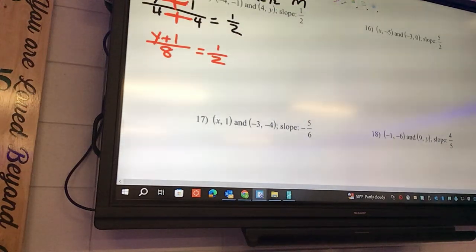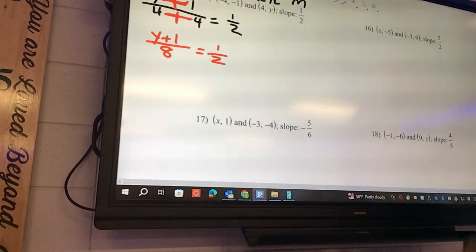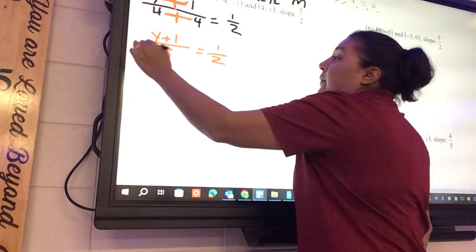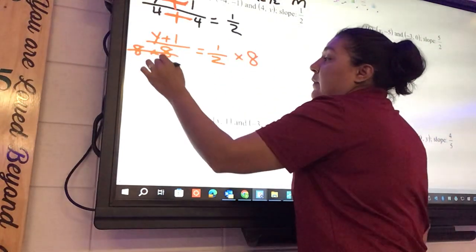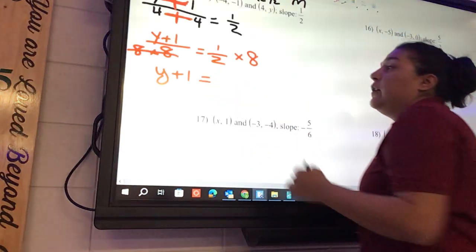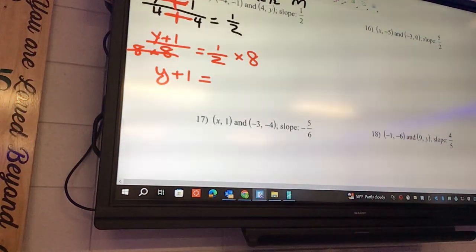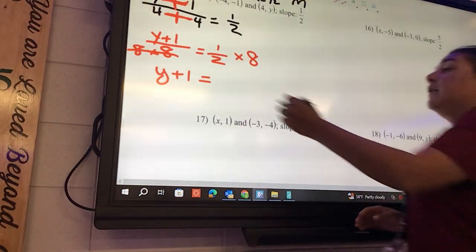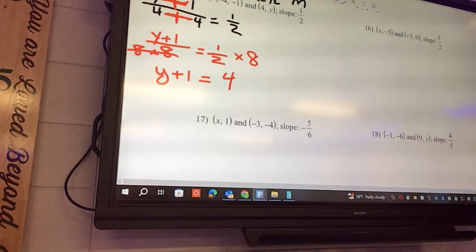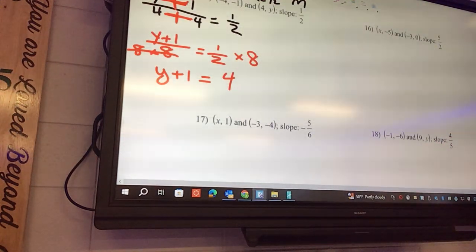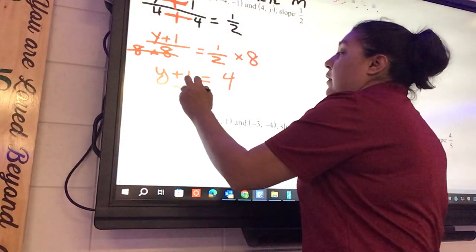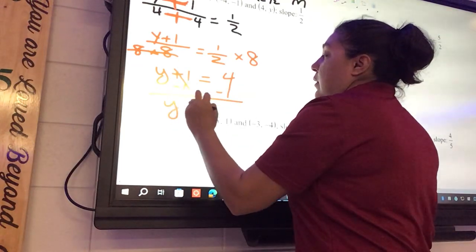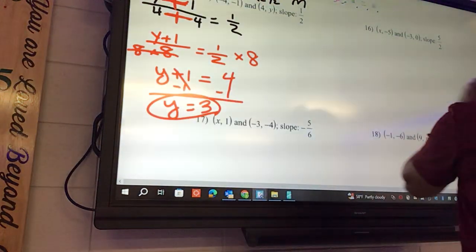Which do I move first? I'm trying to move stuff away from the y, so do I need to move the 1 or the 8 first? The 8. So you're going to say times 8, times 8. So we get y plus 1 equals, what is 1/2 times 8? It's 4. And then how do I move that 1? Subtract 1. So we get y equals 3.